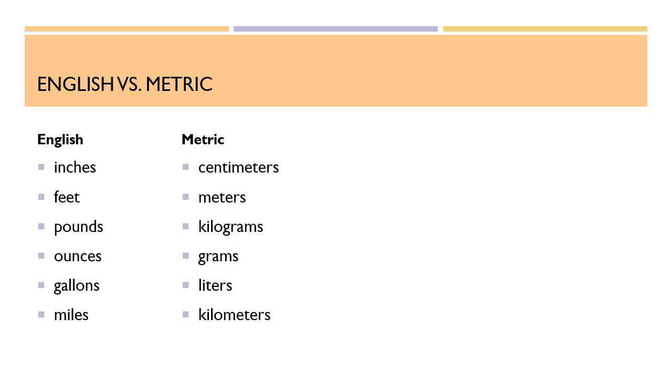One thing that's really great about the metric system that the English system does not have is that the metric system is a base 10 system. What this means is that all measurements made in this system and conversions between measurements will be made by multiplying by 10 or dividing by 10, or multiplying and dividing by some multiple of 10.